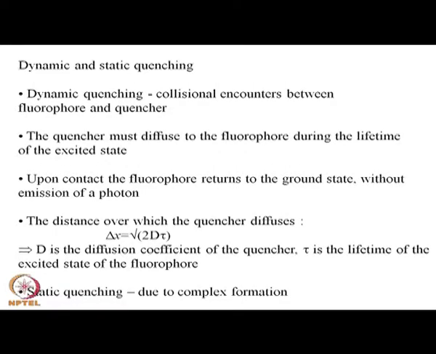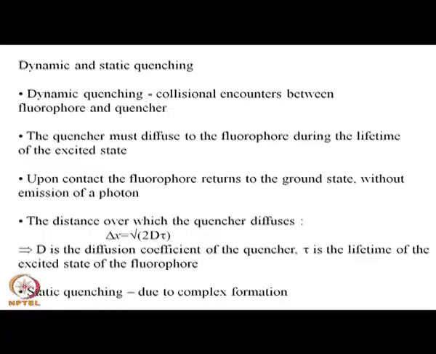So, we are still on dynamic and static modes. Dynamic quenching: collisional encounters between fluorophore and quencher, your M and Q. The quencher must diffuse to the fluorophore during the lifetime of the excited state. That is very important. So, within the lifetime of the excited-state fluorophore, say this is your quencher and this is your fluorophore, it must diffuse to it, then have a collision. So this should happen.